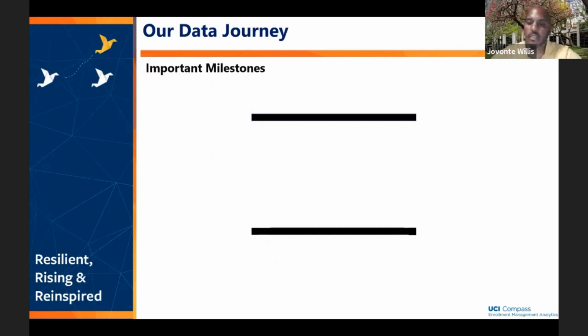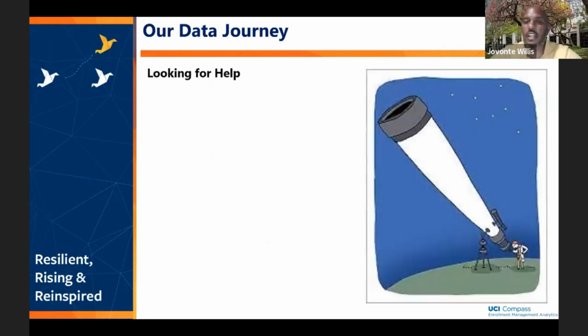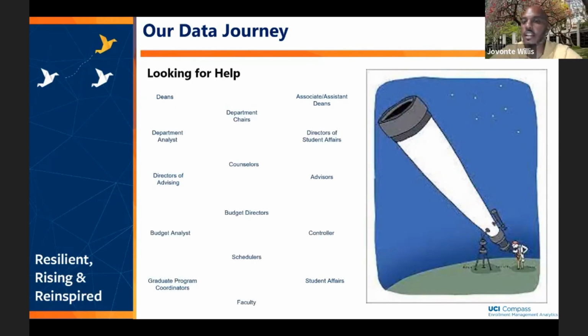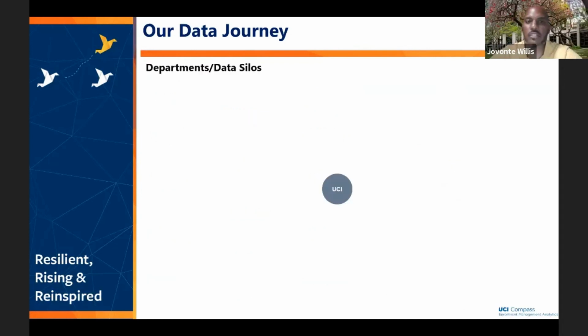And that's what we attempted to do. And that's what our data journey is really all about. As we got out there, what we discovered is a lot of people were looking for help. There were deans looking for help. There were people in student affairs looking for help. There were associate deans, directors of advising, and we just kept going and going. We kept realizing that there's a lot of people on our campus who need help, and it's across the board. So we wanted to figure out how we can really help these people on campus. And that's what started our journey.